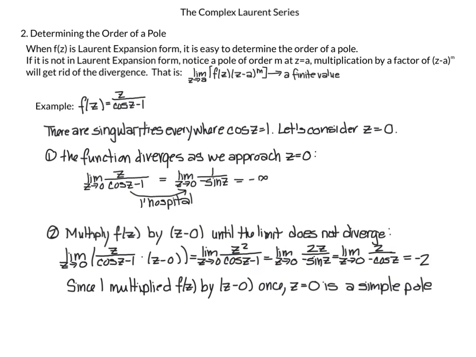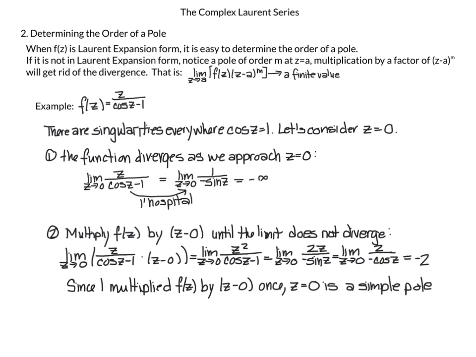Now, again, as we approach 0, we're going to get 0 on top. Cosine of 0 is 1, so we get 0 on bottom, so we'll use L'Hopital's rule and take the derivative on top, which is 2z, and the derivative on bottom, which is minus sine z. Now the limit as z approaches 0 of this function is going to be 0 over 0 again. So we take L'Hopital's rule one more time, and the derivative of what's on top is 2. The derivative of what's on bottom is minus cosine z, so the limit as z approaches 0, with the bottom becoming 1, is equal to negative 2.